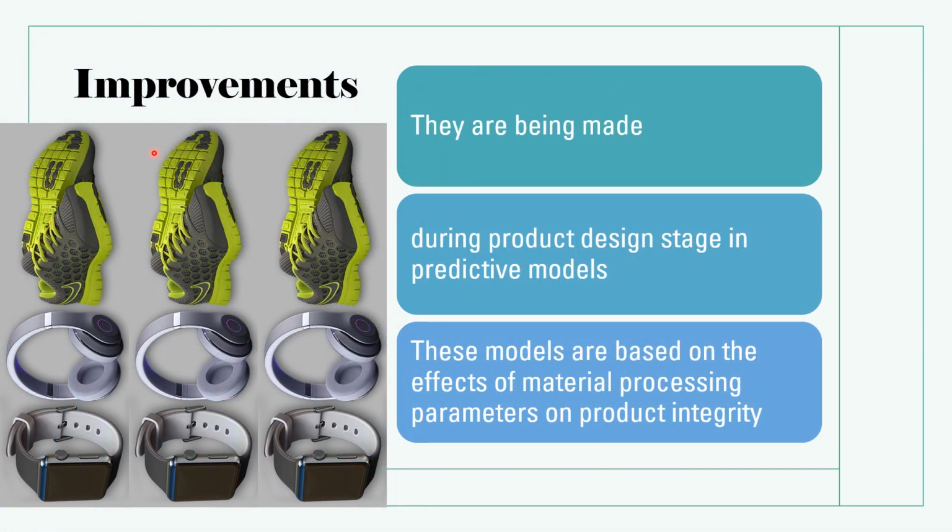When you take a look at the improvements we make during product design stage, usually in predictive models, everything we try to understand about that design for that product. And these models are usually based on the effects of material processing parameters. So these parameters are very, very important when you are designing a product, because you need to be very careful to maintain the product integrity.